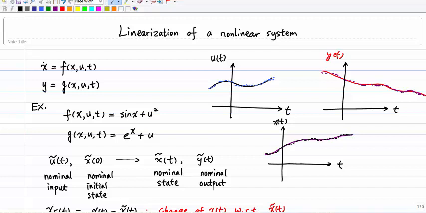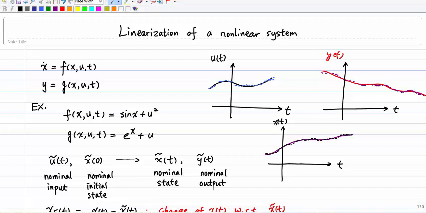However, if we look at the deviation from some control input, and the deviation of the actual state from the state calculated based on the input, and also the deviation of the actual output from the output based on this control input u(t), the deviations actually satisfy the linearized form if the deviations are pretty small. So that's what it's about.